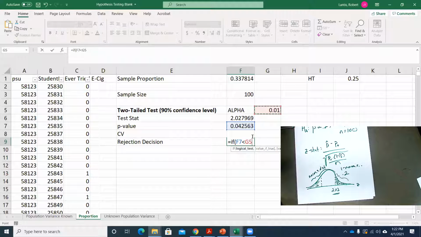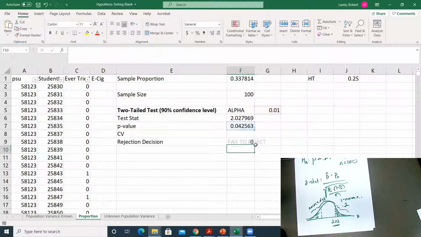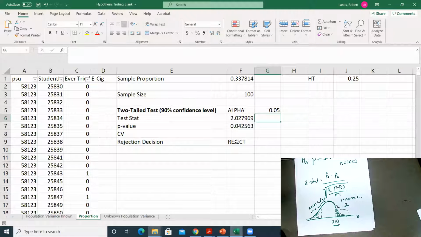So I had my alpha up here in a cell, comma, if that's true, just put in the word reject, right? Because that's what I should be doing. Comma, if that's false, put in the words fail to reject. So here it's very clear, it's easy to see, okay, 0.04 is not less than 0.01, so hopefully when I hit enter here, sure enough, it puts in the words fail to reject. But if I want to do my test at the 5% significance level, where alpha is 0.05, now my p-value is less than alpha. Hopefully this should change. Sure enough, right? I've got my rejection decision built into that if statement, and I can display the word for what I should be doing here.